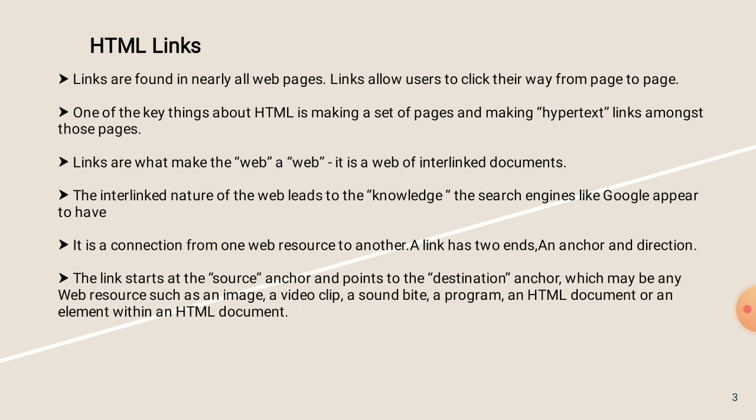Then a link has two ends, an anchor and a direction. So this is the link part. Links are connected with a source and a destination. That means when we click a link, that is the source part, then we jump to a different page. This is the destination part in an HTML page.